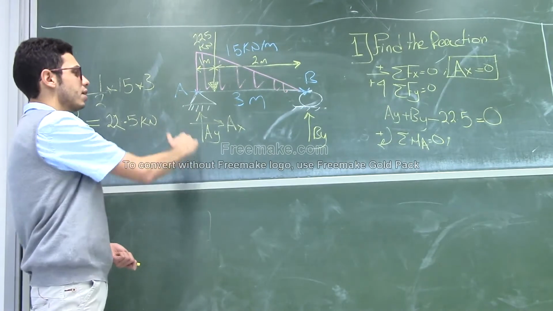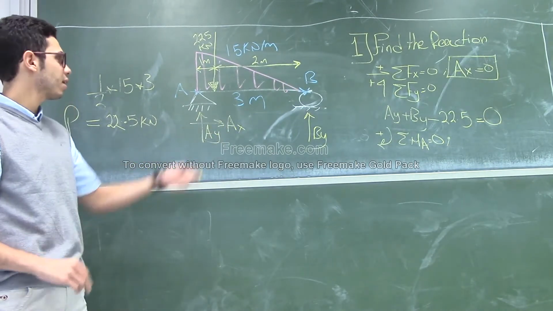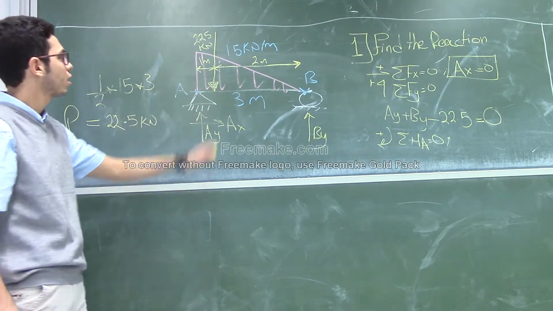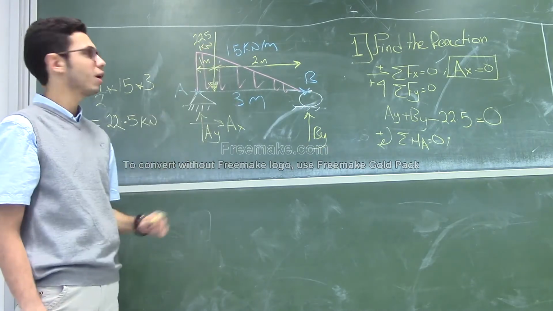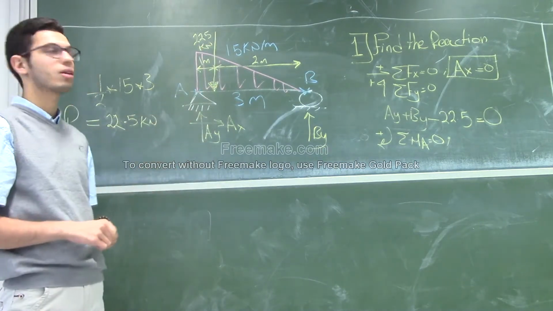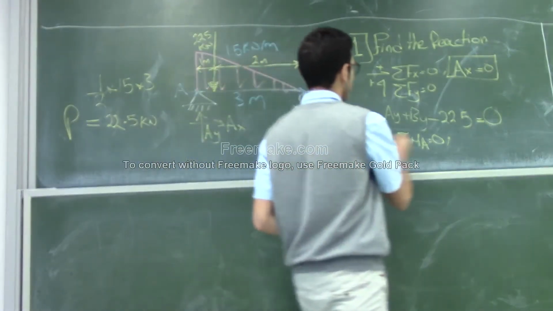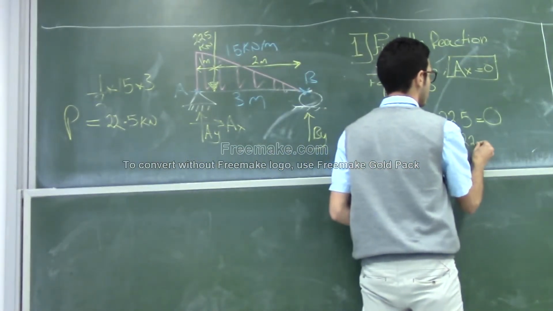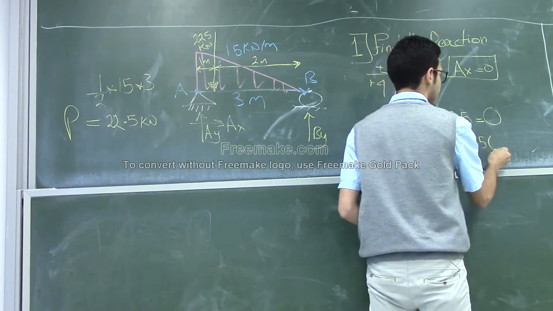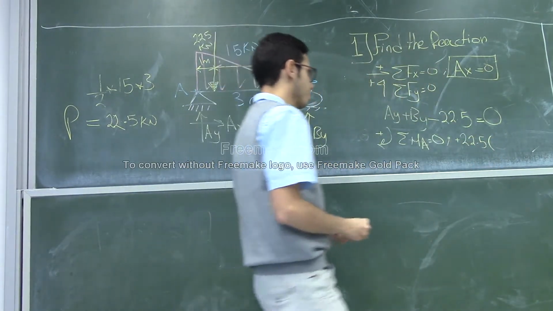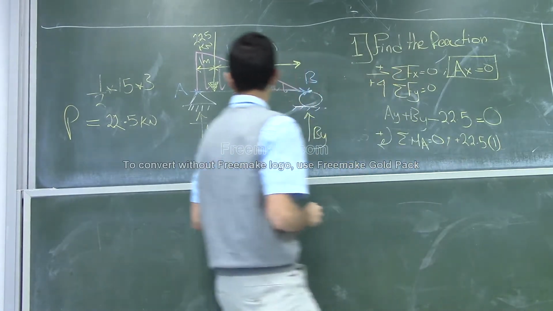All of us agree that AY and AX do not make any moment at point A, right? Now we have the 22.5. Does it make a clockwise positive moment or a counterclockwise moment? Clockwise, positive moment. So it's going to be 22.5 and it's positive, multiplied by 1. The distance is 1.